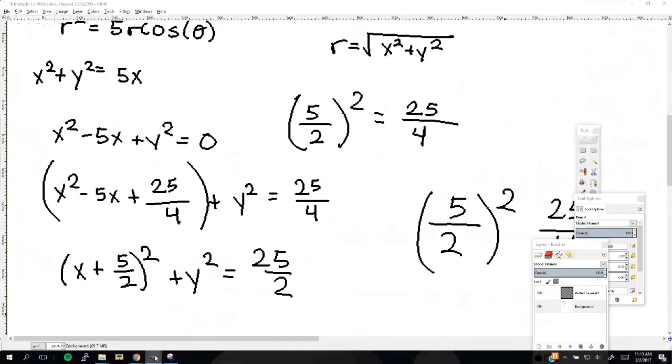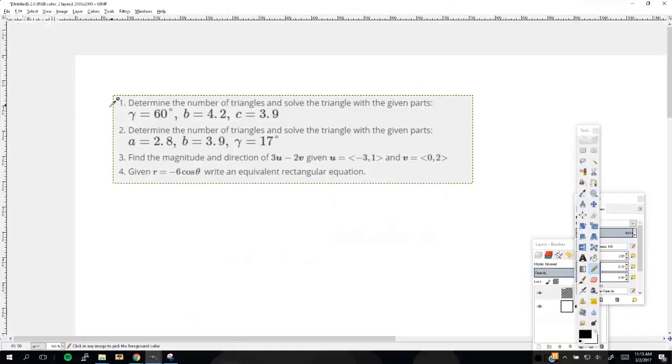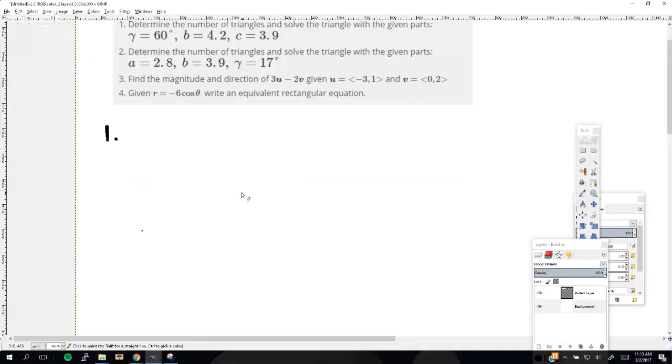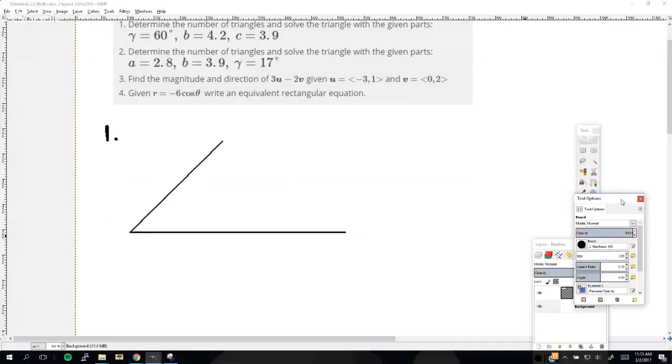Do you want to go on to the quiz? Yeah, I think we can. Awesome. Okay. The triangle one. So determine the number of triangles and solve the triangle with the given parts. Okay. Sorry, I'm just pulling it up.